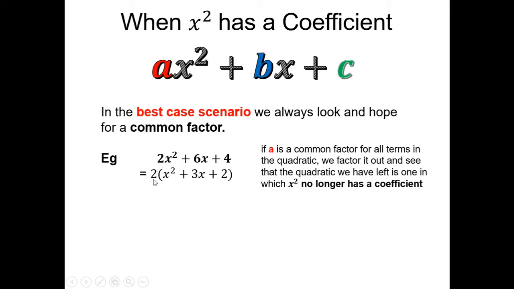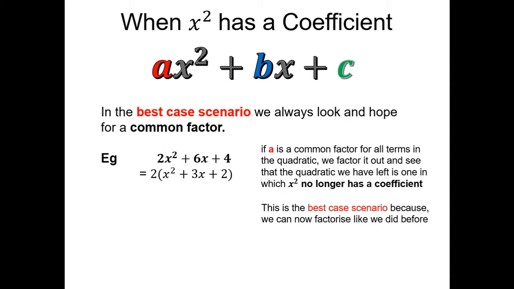And by factoring out the 2, I now have a quadratic left over where there's no value in front of the x squared. So to factorize this, I can just set up two brackets, x in each bracket, and figure out what the numbers are. This is why it's called the best case scenario, because now we just factorize like normal. So I've got my 2 out front because I know it's 2 times whatever this is. And this, to be factorized, is a bracket with an x in it and another bracket with an x in it, and then trying to figure out those two numbers.